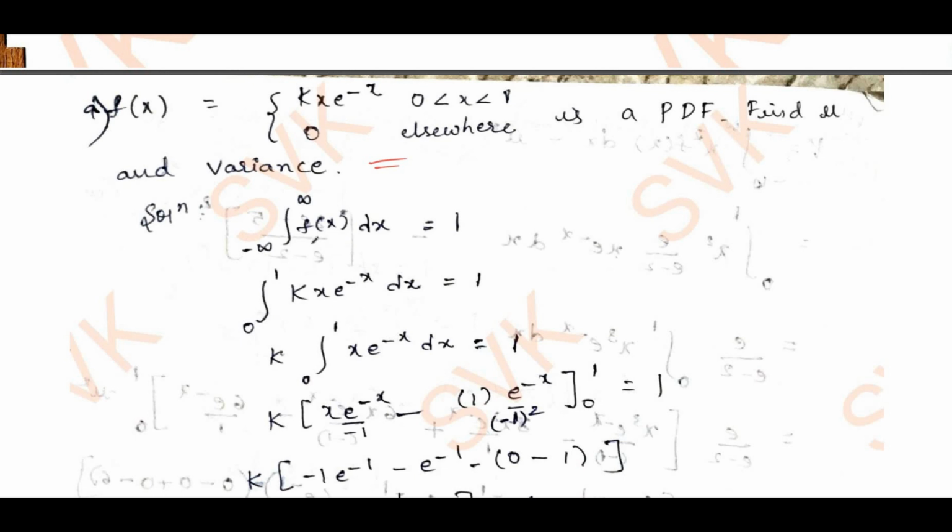Now we are going to apply the definition. The integral from minus infinity to plus infinity of f of x dx will be equal to 1. Therefore, as the interval only lies between 0 and 1, I have applied the definition over there. In that region, the function is defined as k x e power minus x.